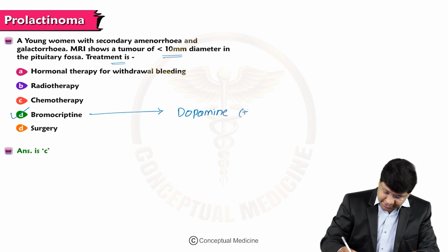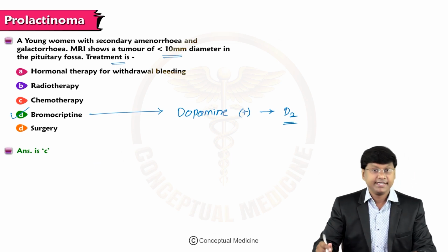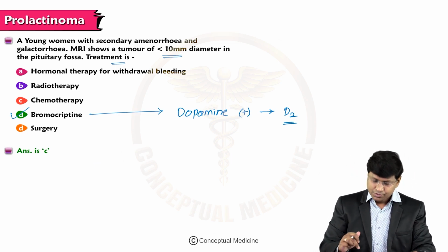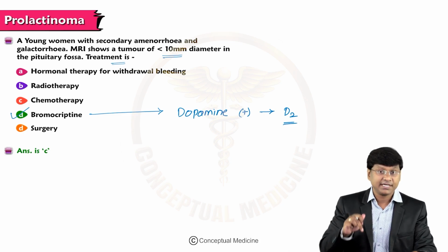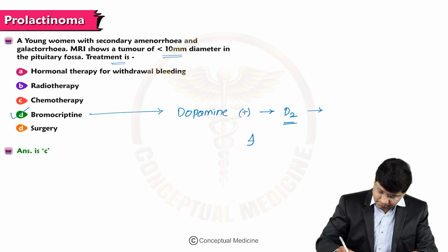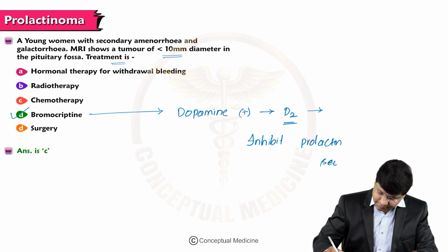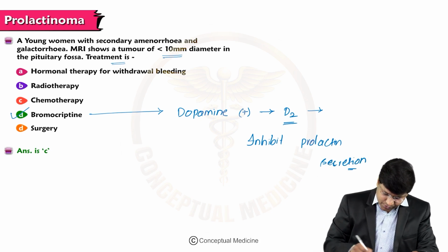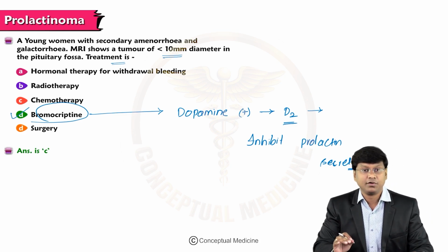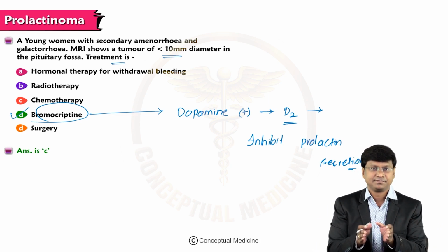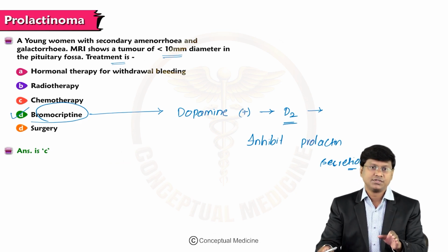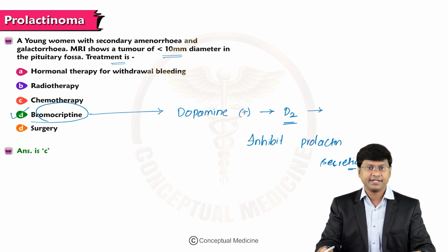This bromocriptine, which is a dopamine agonist, will act on the D2 receptors present on the anterior pituitary. By acting on D2 receptors, these dopamine agonists will inhibit the prolactin secretion. So that is the mechanism of action of bromocriptine. Not only that, under the influence of bromocriptine, even the tumor size decreases within days, the prolactin level falls, and the visual field defect improves. That is the advantage of bromocriptine.